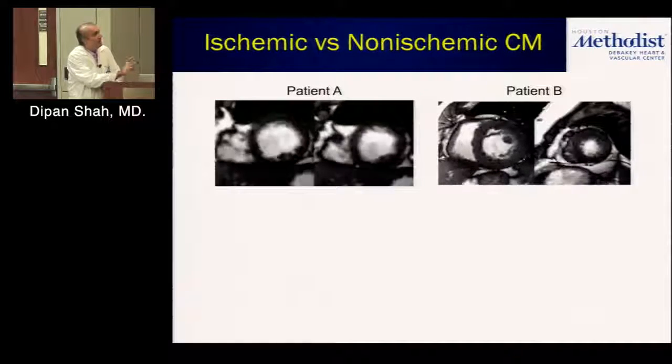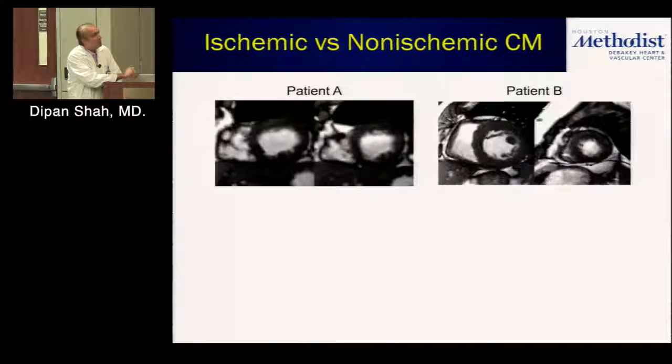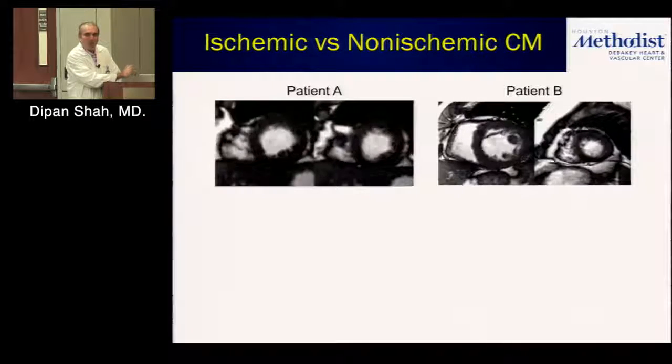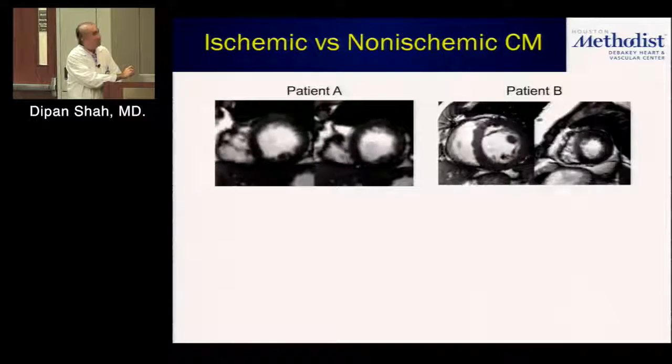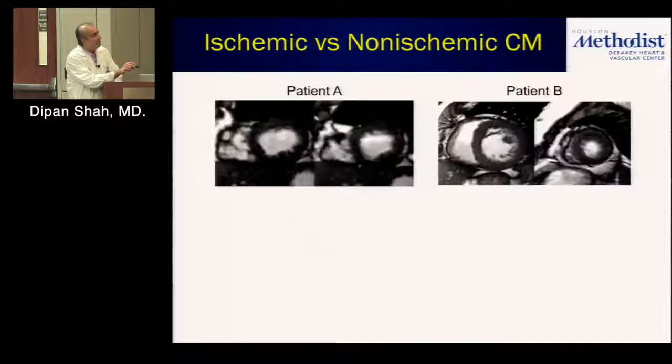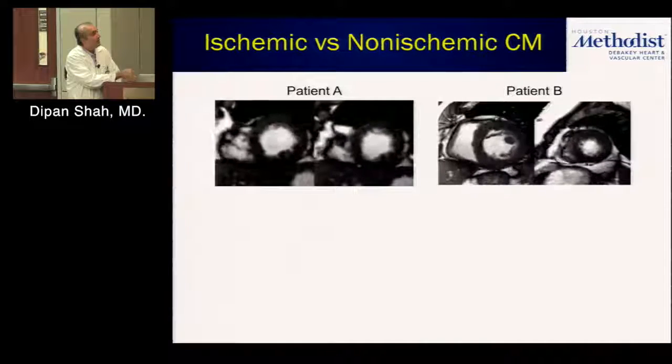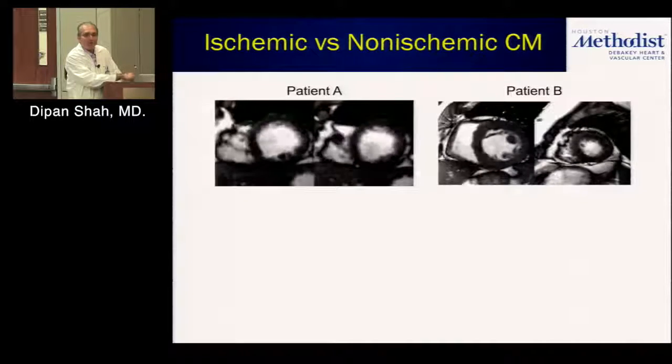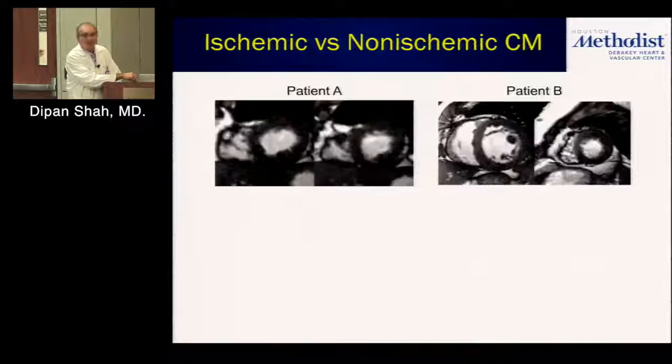Now, I'll tell you why that's important, because I think looking at wall motion alone is not going to be very helpful in distinguishing ischemic from non-ischemic. And so I'm showing you two example patients here, and both of these have very nice quality cine images, which allow us to look at both EF as well as look for segmental wall motion abnormalities. Now, I'll tell you that one of these is an ischemic cardiomyopathy and one is a non-ischemic.